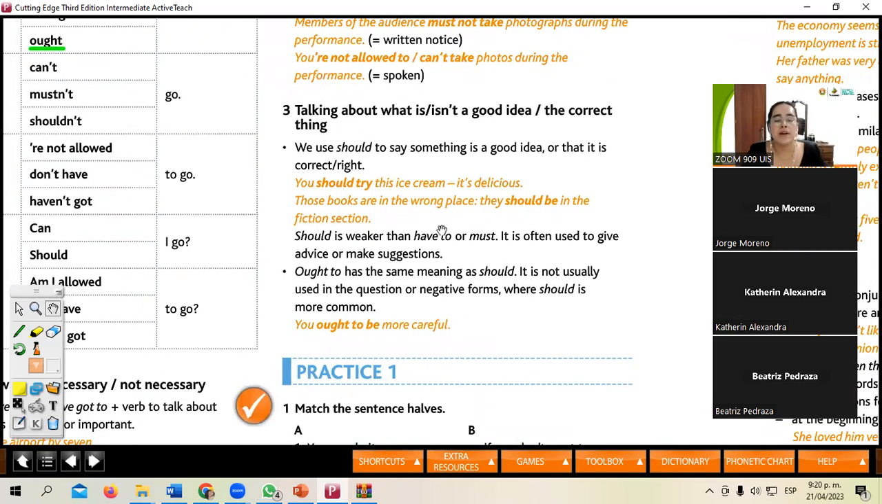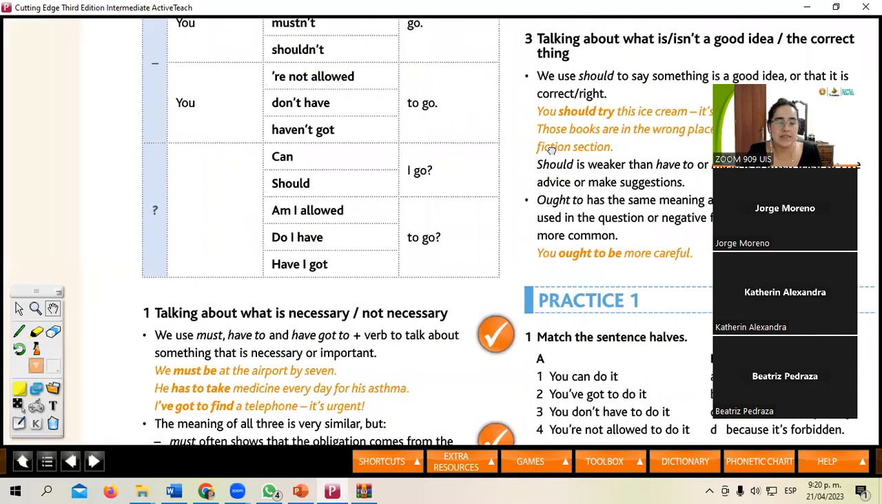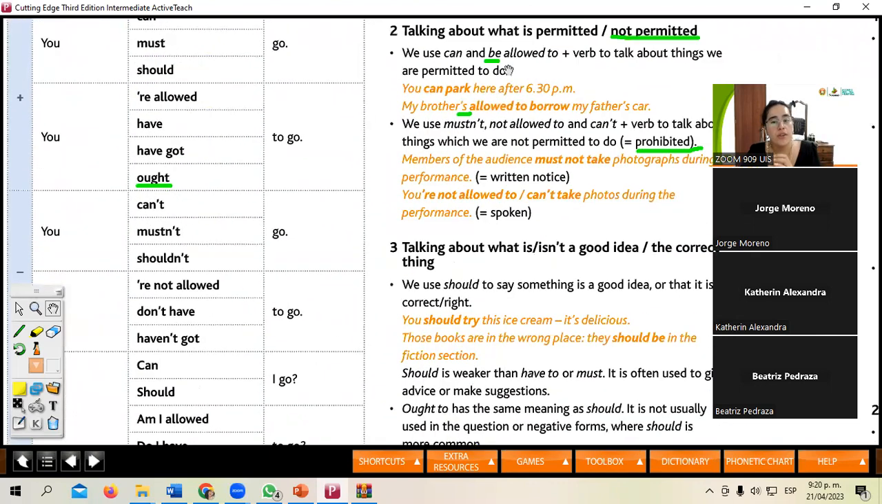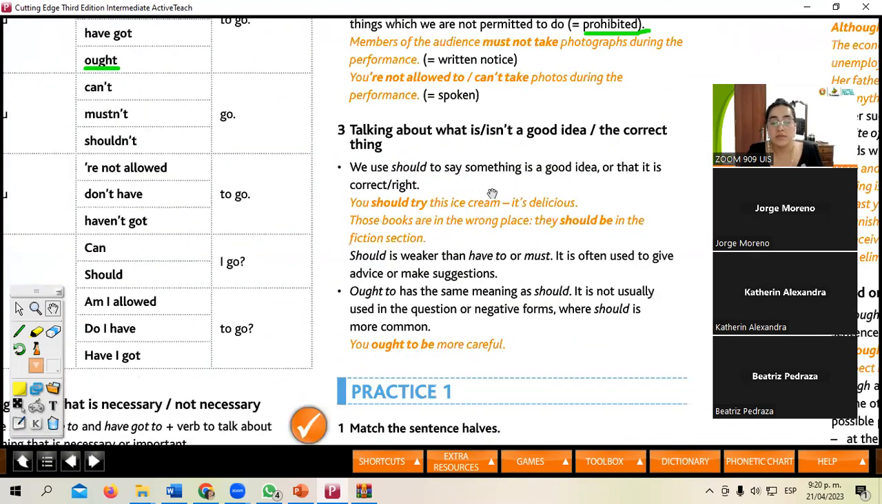And then the final part is what is a good idea or isn't a good idea. Pues ya pasamos de lo que es necesario, debemos hacer, lo que no debemos hacer y lo que es una sugerencia, ¿no? No es tan intenso como el must o el have to, sino es una sugerencia, es una buena idea. O lo correcto, es a good idea or the correct thing to do. En esos casos usamos should. We use should to say that something is a good idea or that it is correct.